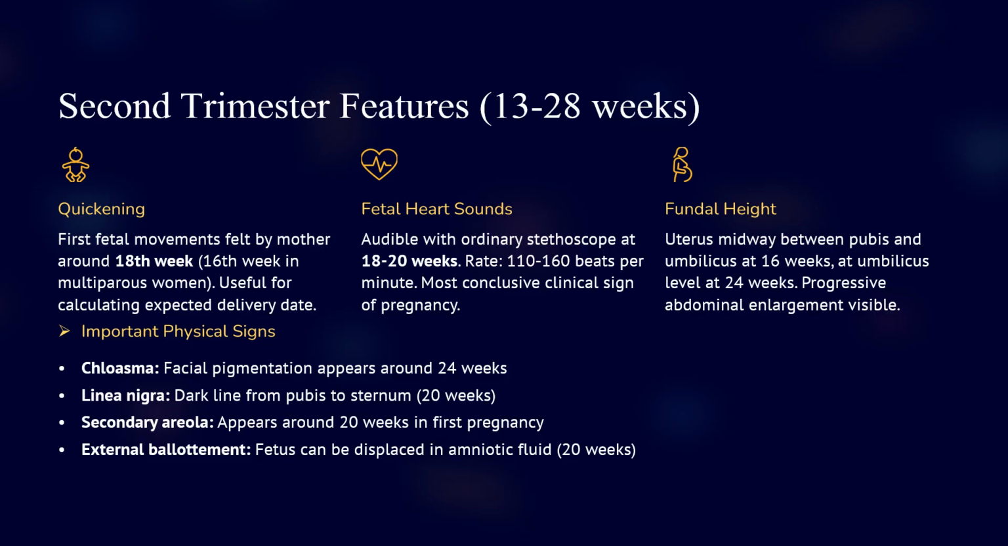And there are certain important physical signs. One is chloasma, which is the dark pigmentation on the face, which appears around 24 weeks of gestation. And then you'll also see linea nigra, which is the dark line from the pubis to the sternum. And then secondary areolae, which appears around 20 weeks of gestation. And then you can also feel external ballottement.